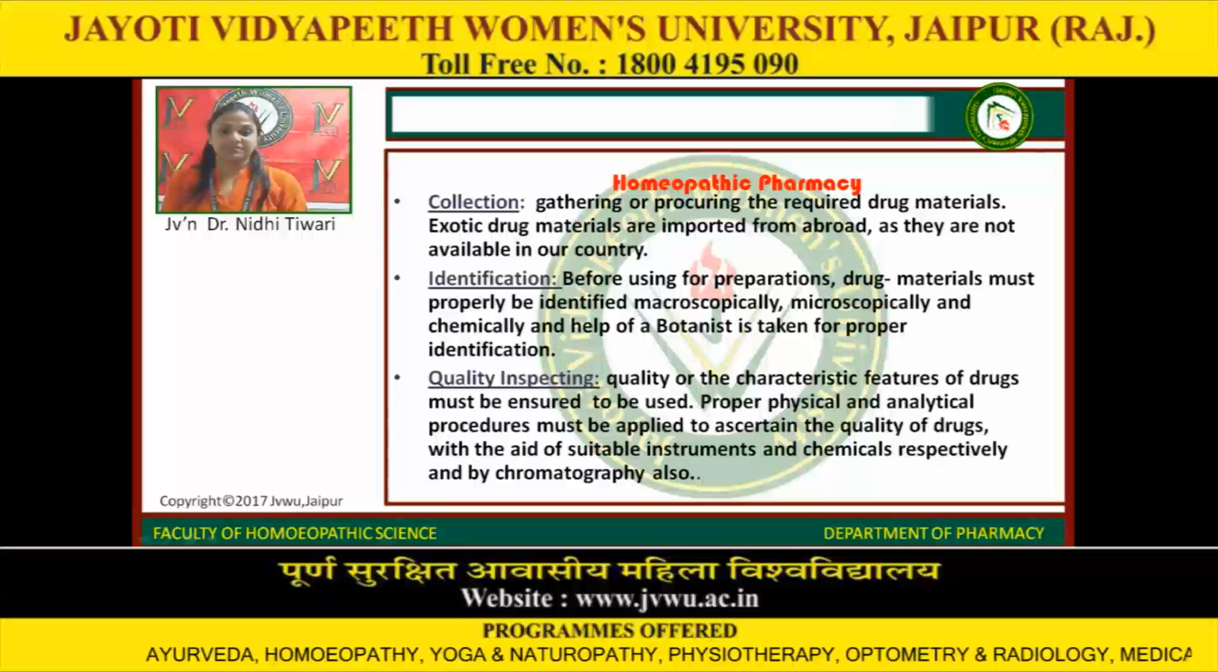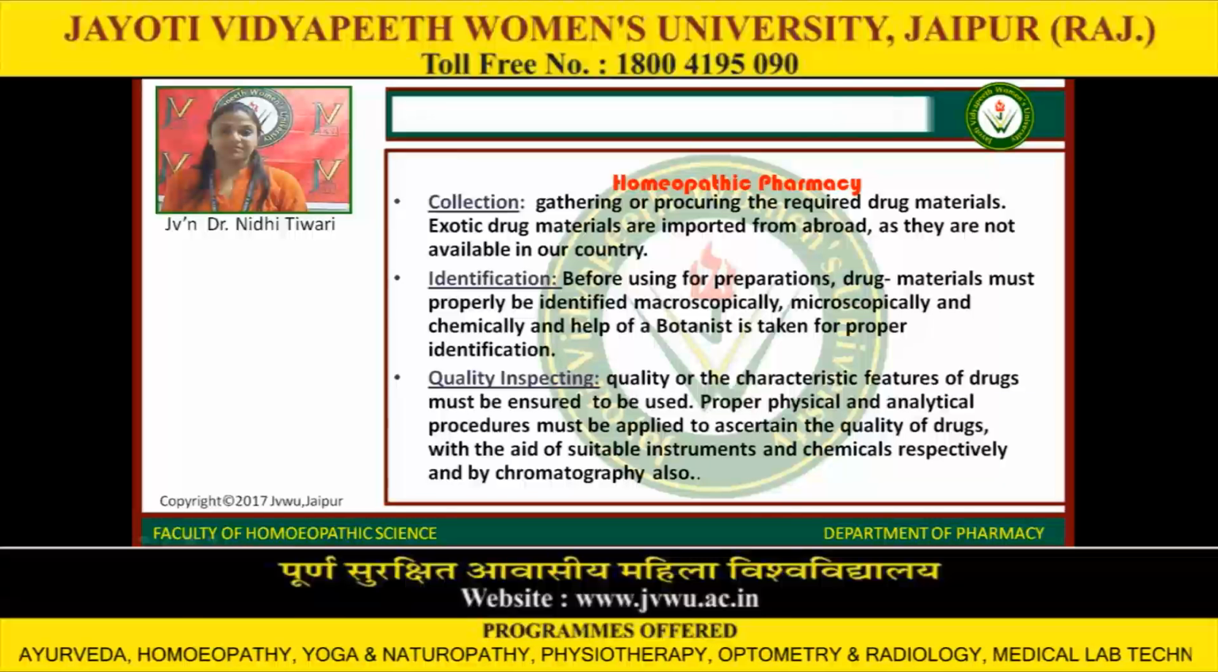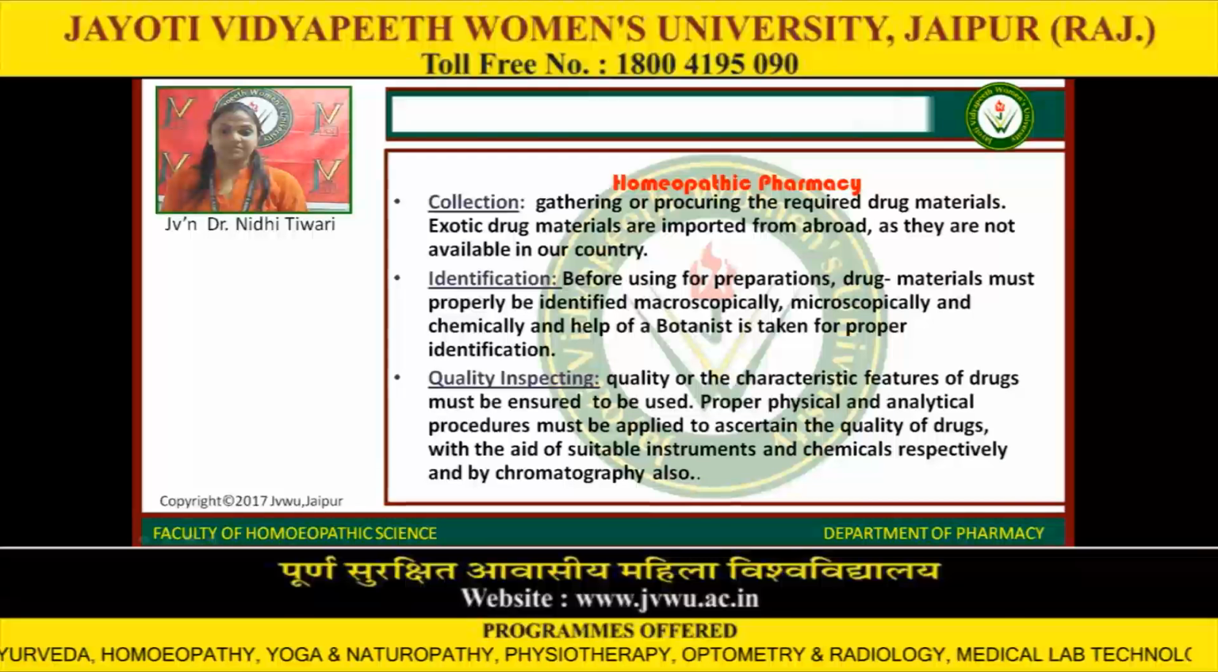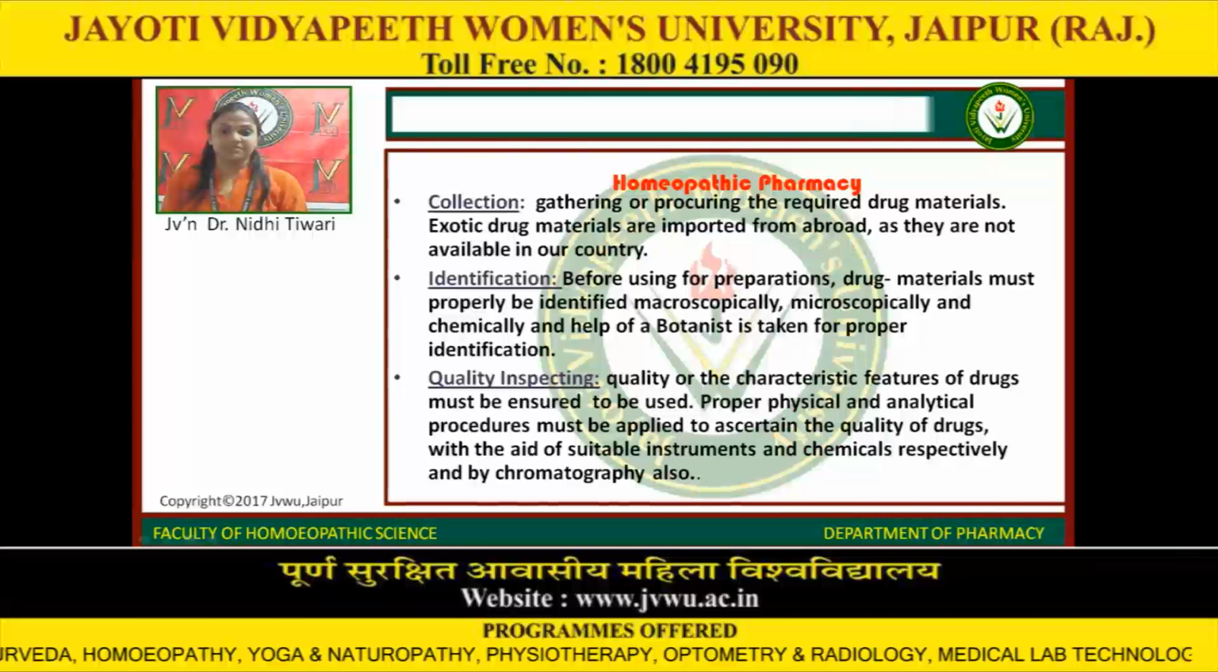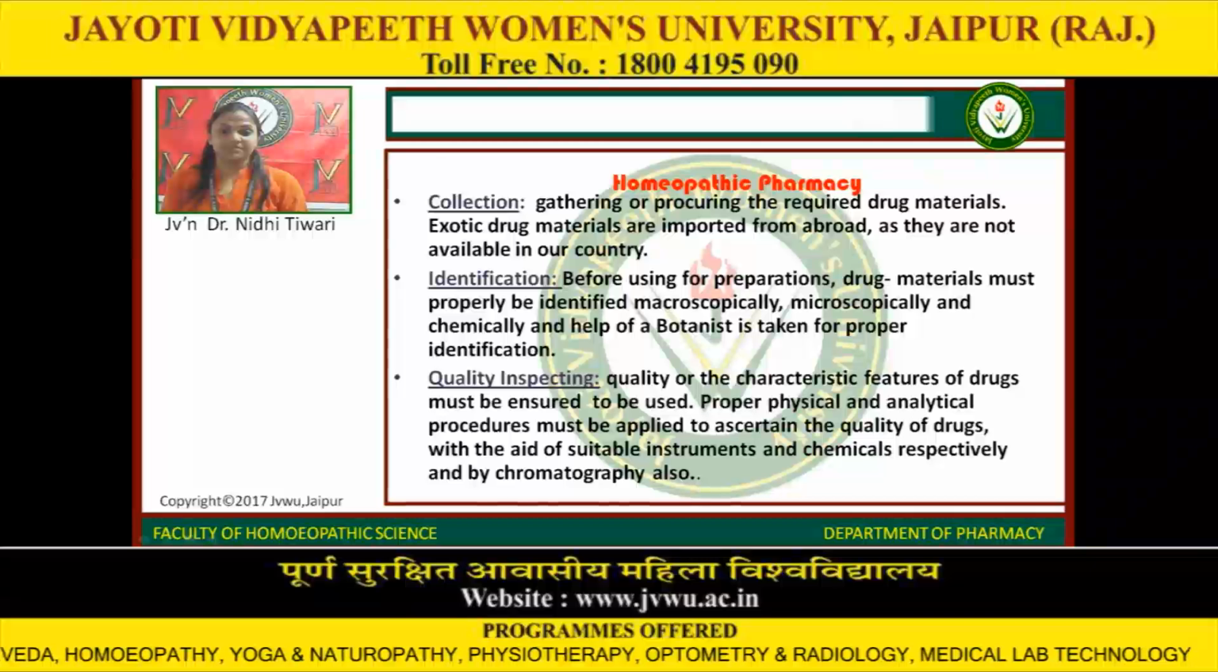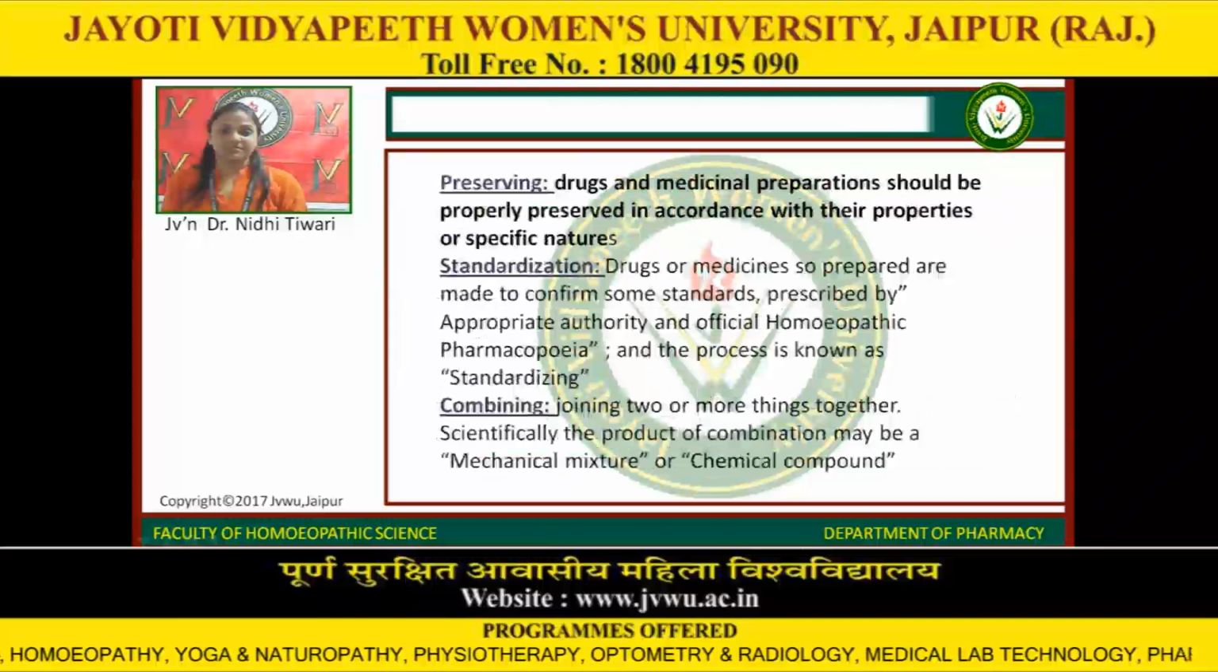Identification: before using for preparations, drug materials must be properly identified macroscopically, microscopically and chemically, and the help of a botanist is taken for proper identification. Quality inspection: the quality or characteristic features of the drug must be ensured. Proper physical and analytical procedures must be applied to ascertain the quality of drugs with the aid of suitable instruments and chemicals, and by chromatography also.